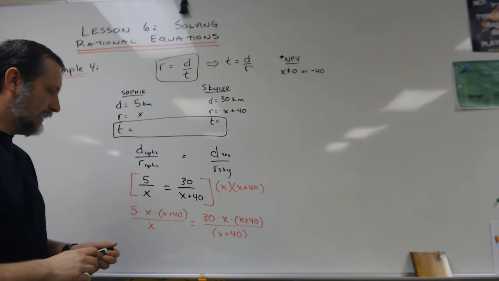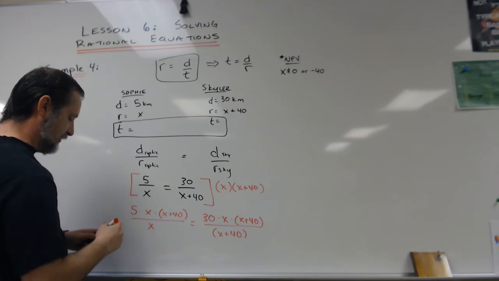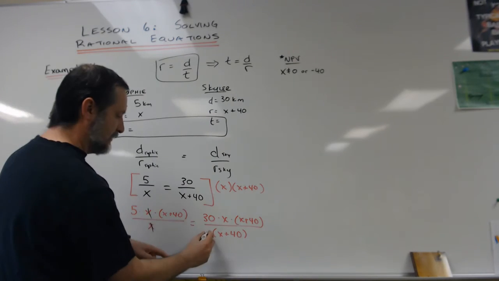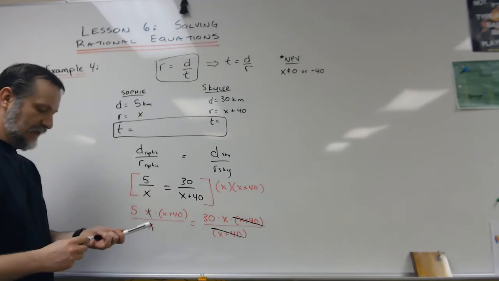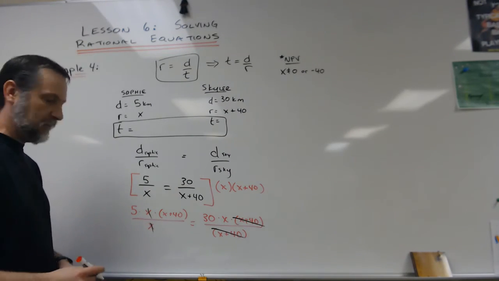There we go. Now I just got to solve this as per usual. So the x's cancel. We'll use a different color here, so that cancels. The x plus 40s cancel. And there's not even a quadratic. This becomes a straight up x to the first power solving, right?